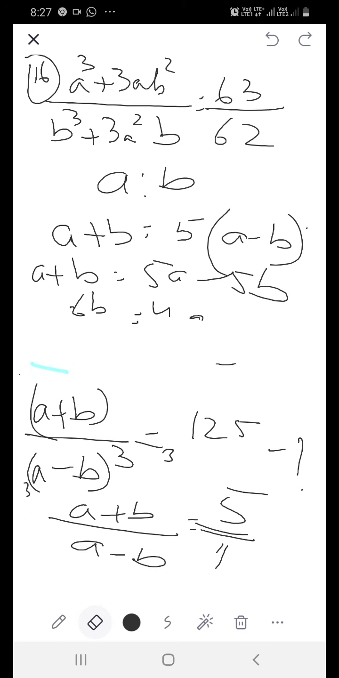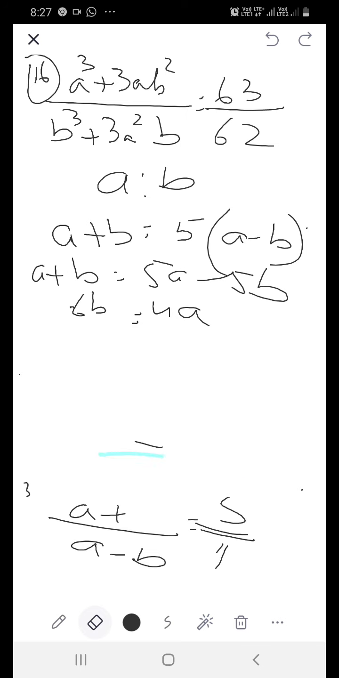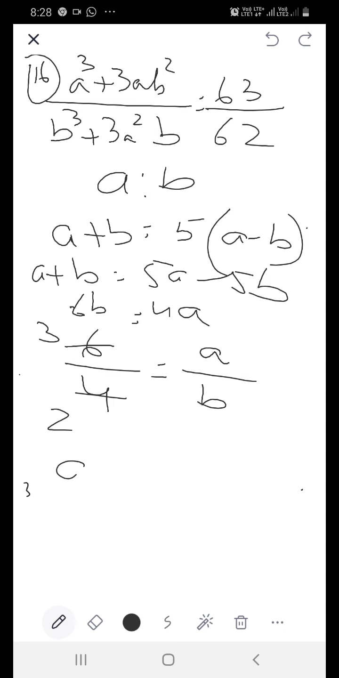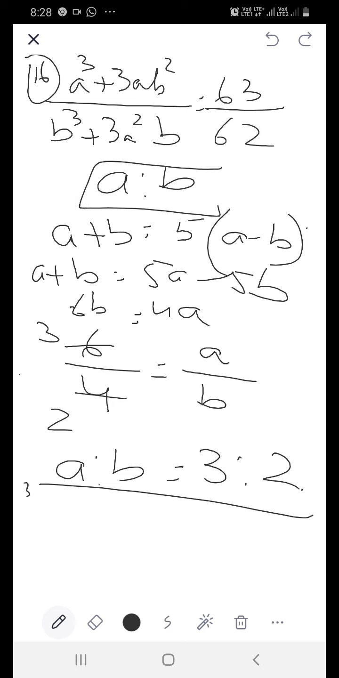And you have to find, this will be 4a, and you have to find a is to b. So in order to find a is to b, transpose b to the right, 6 will remain here, bring 4 to the left, a will remain on the right, and it will be 2 3s are. So how much is a is to b? It is equal to 3 is to 2. If they ask you in the form of a fraction, write it as a fraction 3 upon 2. If they ask you to find in the form of ratio, write it in the form of a ratio.